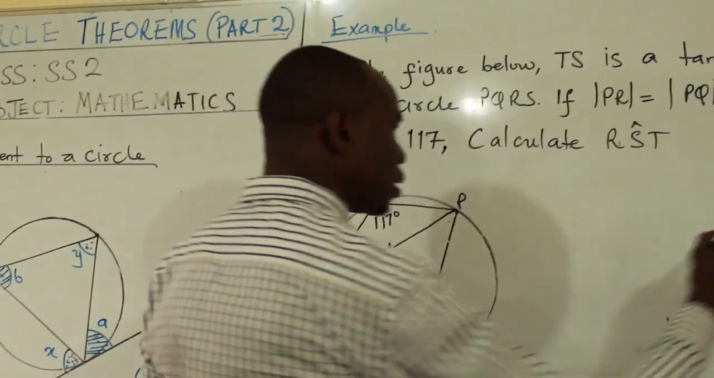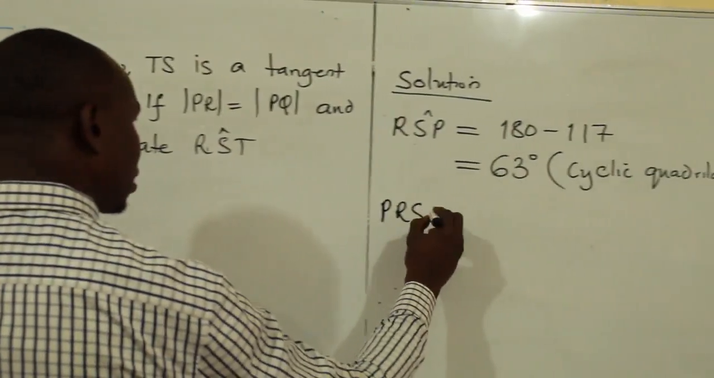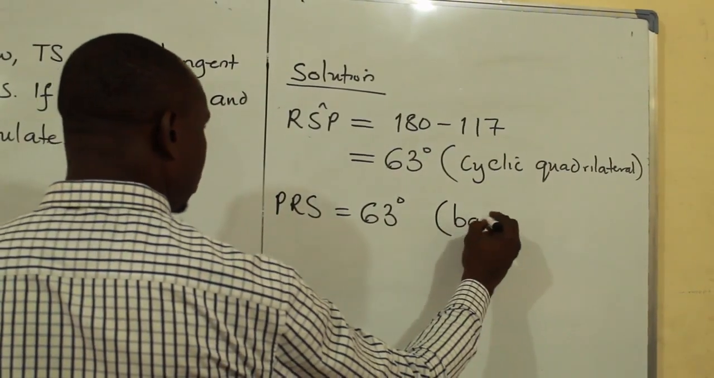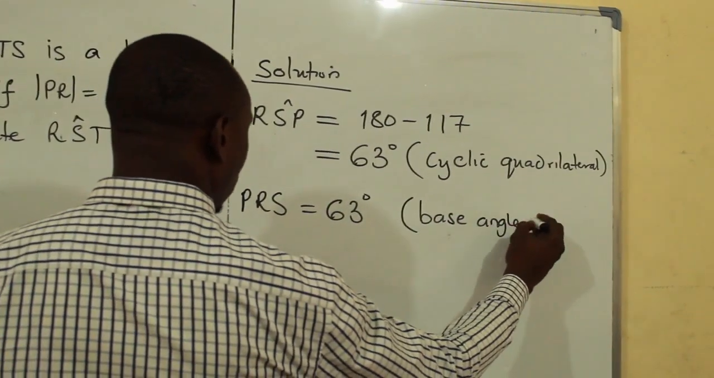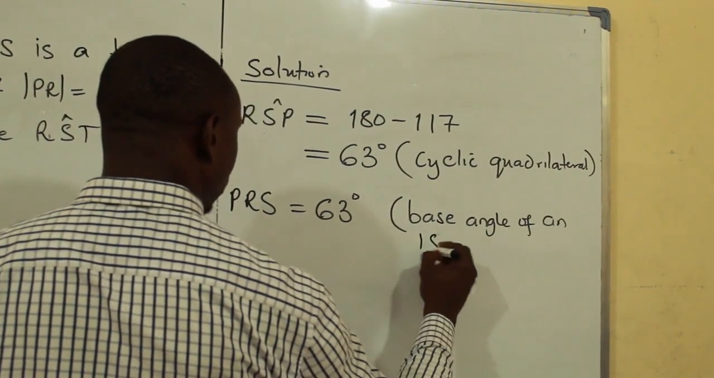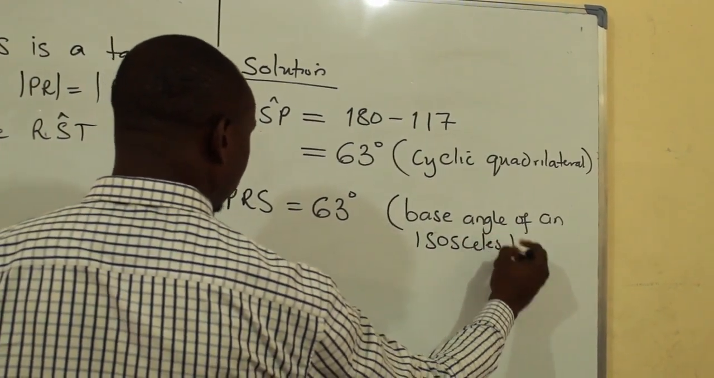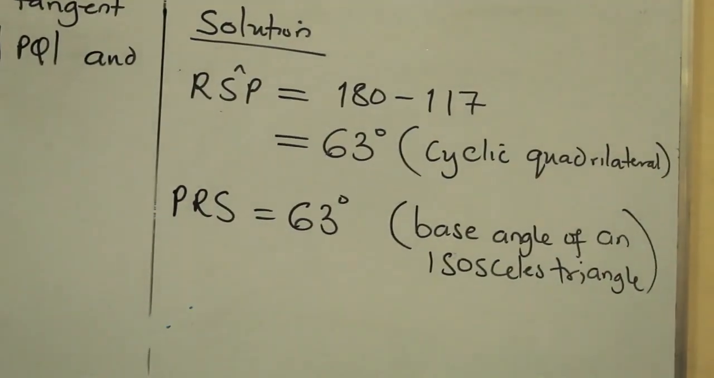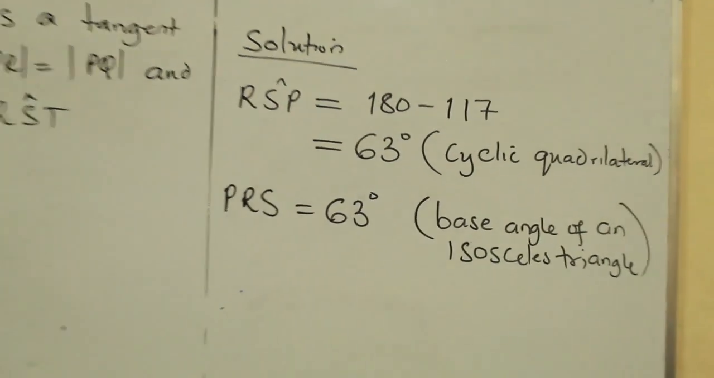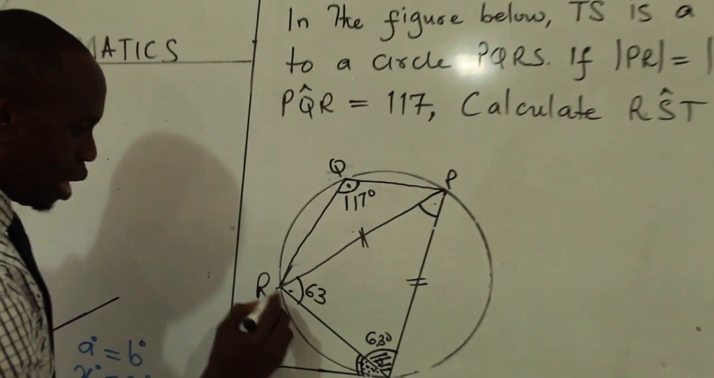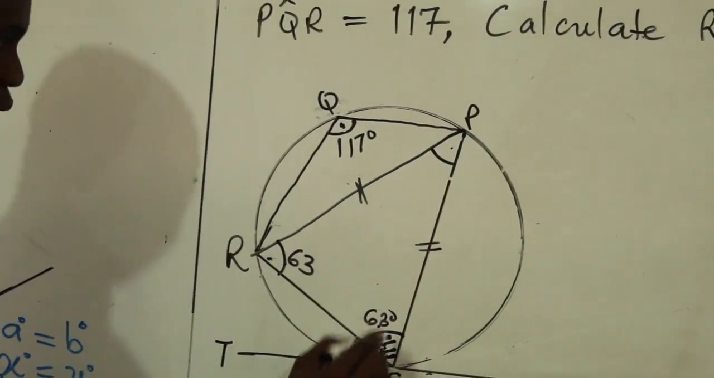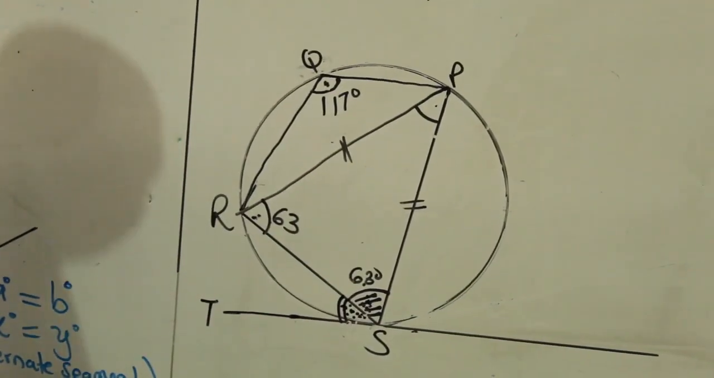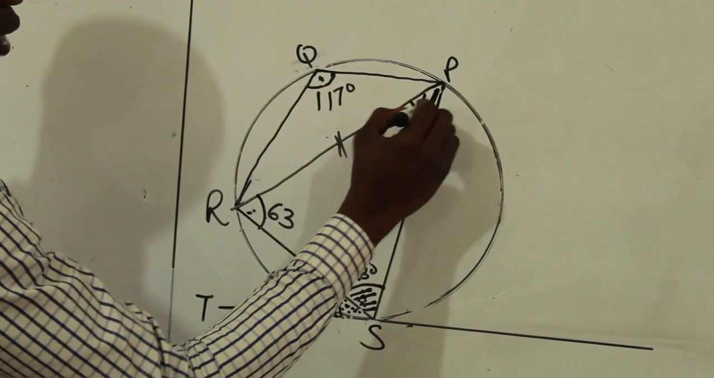So I also write that PRS is equal to 63 degrees. The reason is base angle of an isosceles triangle. Now that I have this part to be 63, I can get this part, because this PRS is a triangle. And like I've always said, if you know two angles of the triangle, you can always get the third angle of the triangle.